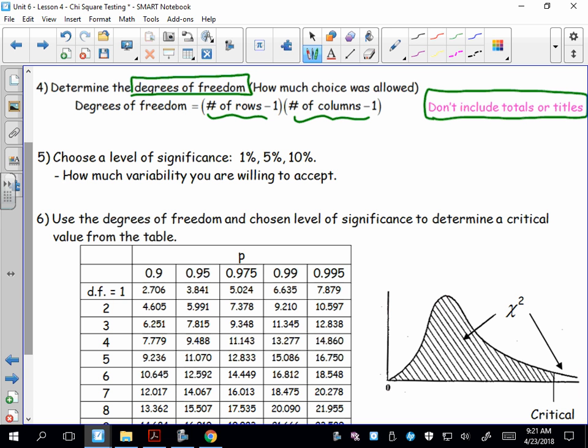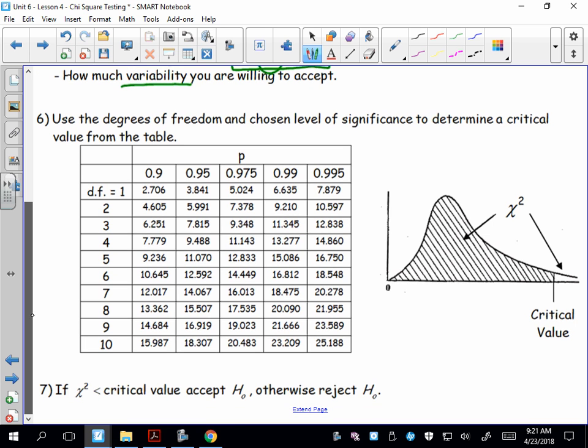The next thing we're going to look at is, what's our level of significance? How much variability or error are you willing to accept? Okay. Are you willing to accept 1% error? Do you want to be 99% sure? 5% error, 95% sure? Well, it kind of depends. I'd say our standard, we usually go with 5% error. We're pretty sure, 95% confident. Using the degrees of freedom and your chosen level of significance, we're going to have to find a critical value from this table.